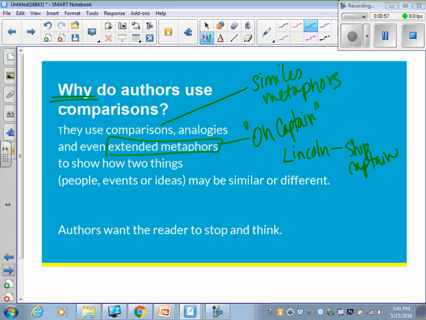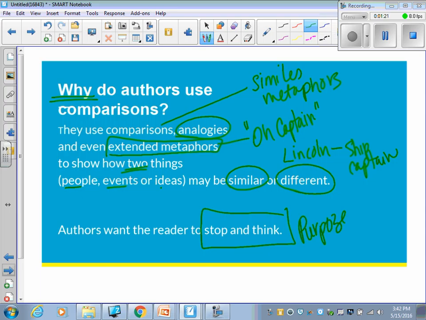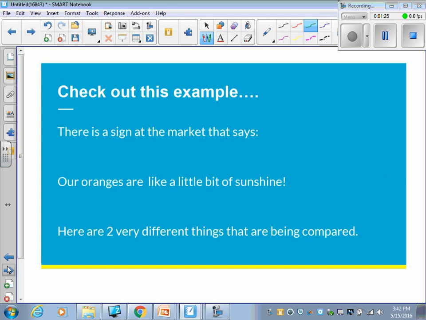But these are all comparisons, and we remembered in another video that an analogy is simply another type of comparison to show how two things, which could be people, events, or ideas, may be similar or how they are different. Authors want the readers to stop and think. There is always a purpose when authors use some type of comparison. So check out this example.